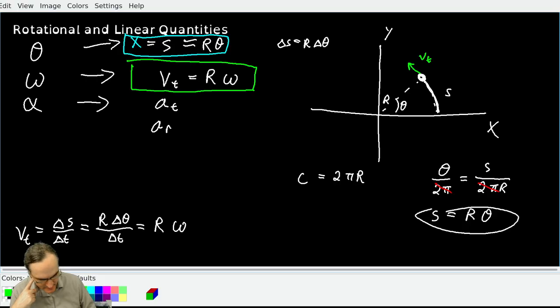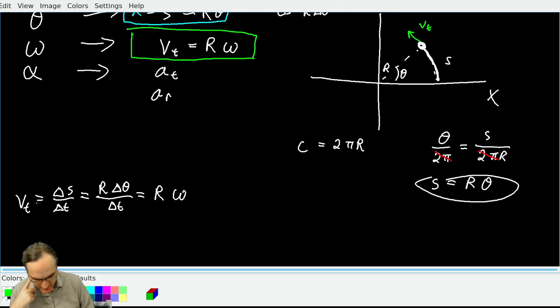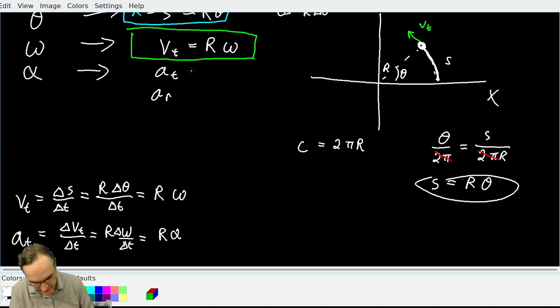Okay. Well, if the tangential velocity is changing, then we can find the tangential acceleration. It would just be the change in the tangential velocity divided by the time, which would just be r omega over delta t, and, well, technically r delta omega over delta t, because we'd have a change. And that is just r times alpha.